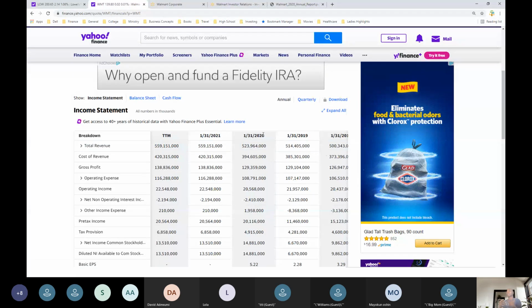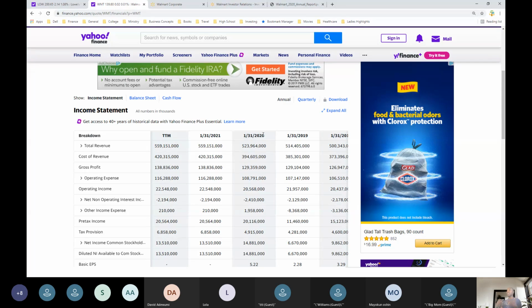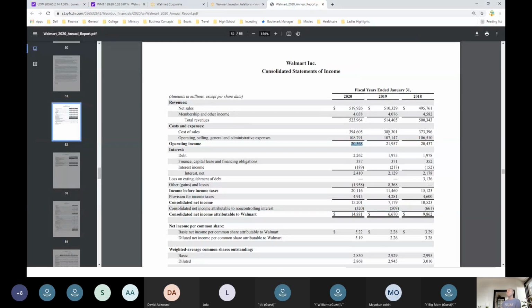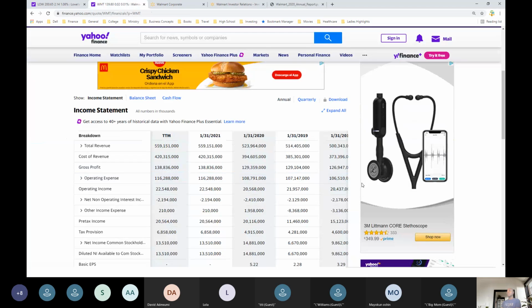This is what I was saying last week. Yahoo is not perfect, but it gives you very good 80-20 numbers that you can use for analysis. The cost of goods sold, they said 373, 385, 394. Walmart said it was 373, 385. Actually, it's exactly what Yahoo quoted, plus or minus. Their operating expenses plus SG&A is also shown here. Yahoo may break it out slightly differently, but 106, 107, 108.